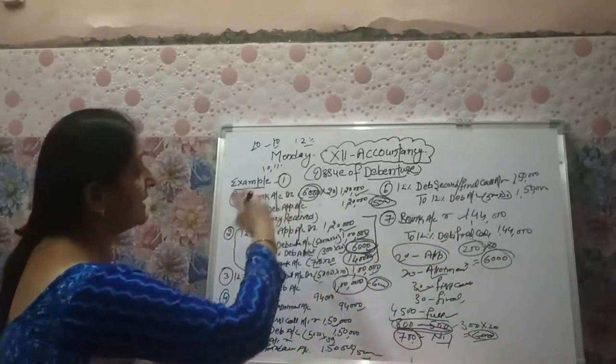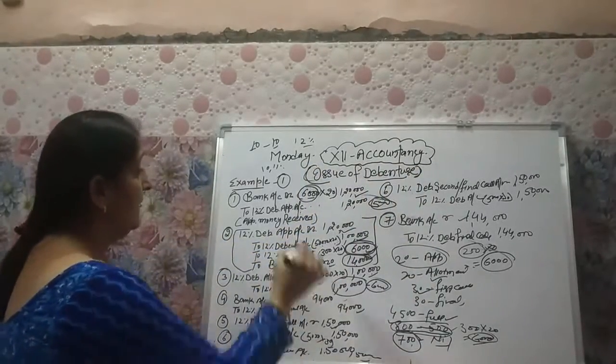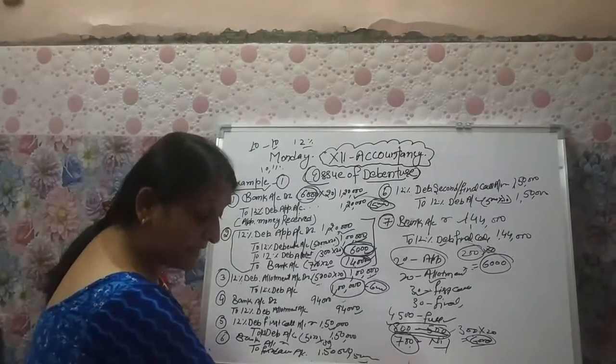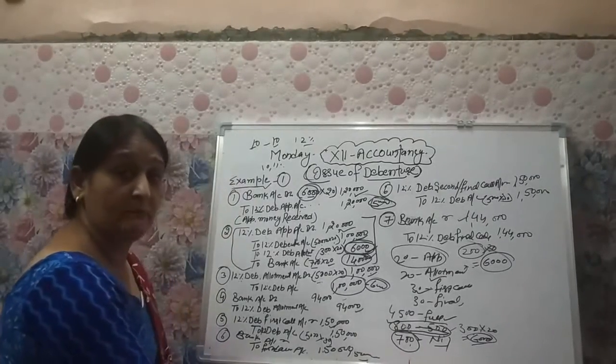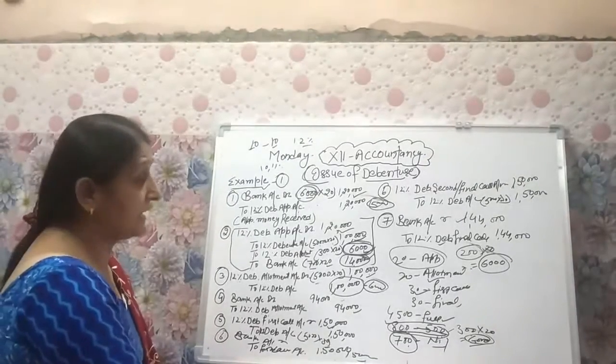So students, this was the concept of issue of debenture at par and example number 1. Now you are able to do your back exercise questions up to question number 3. I hope the concept is clear to you. You have to complete your back exercise questions.